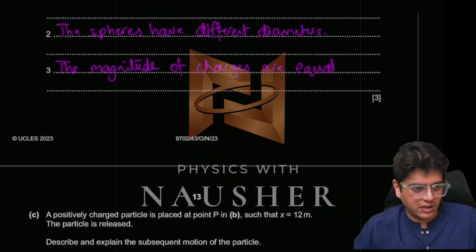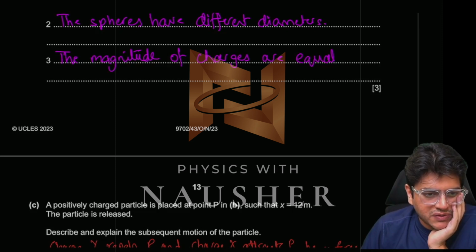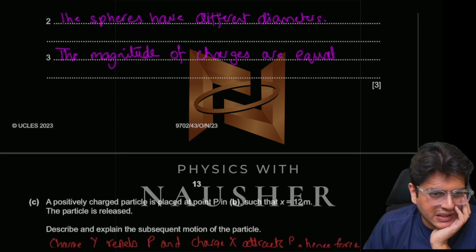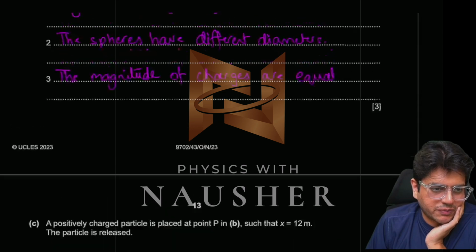So the spheres are of different radii, oppositely charged, and the magnitude of the charges are equal. A positive charged particle is placed at point P, such that x is equal to 12, so you place it at the middle. Describe and explain the subsequent motion of the particle.